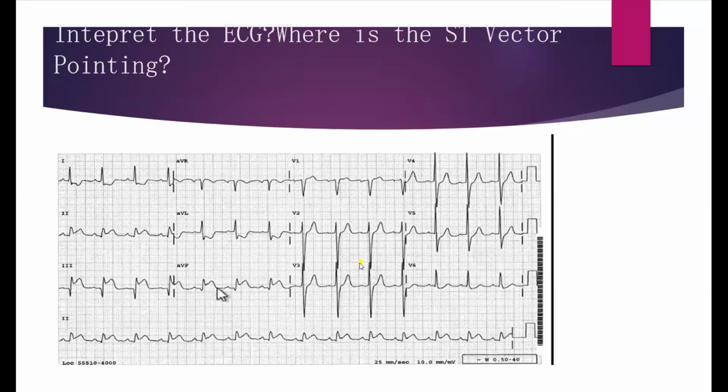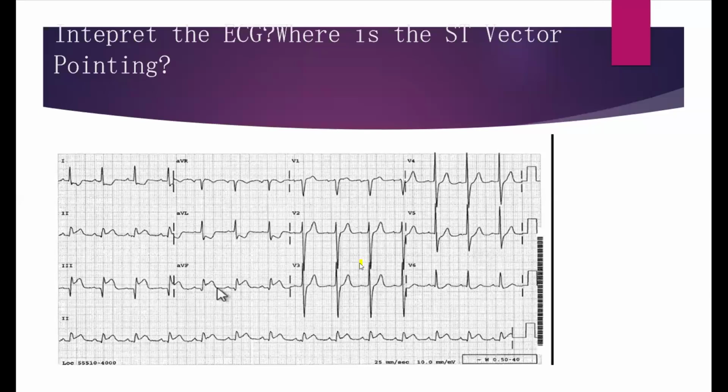Right. I'm seeing ST elevation in leads 2, 3, and AVF. And we also have reciprocal changes in AVL. Okay, suggestive of an inferior wall MI. The culprit is the right coronary artery.